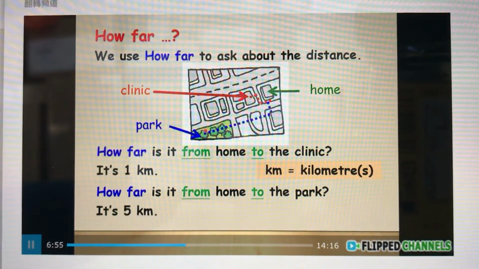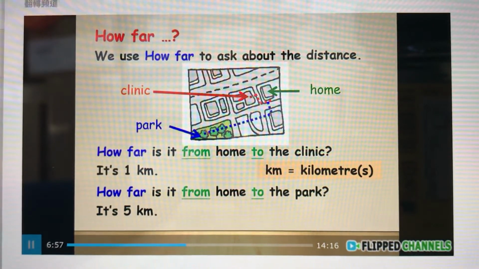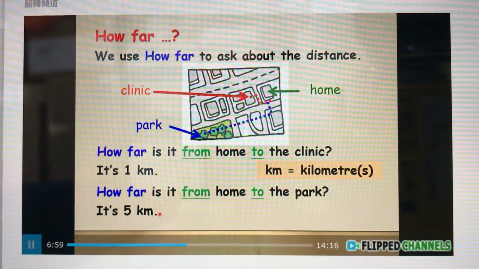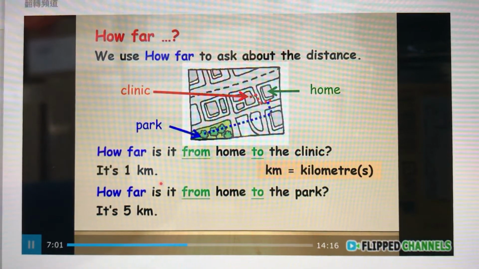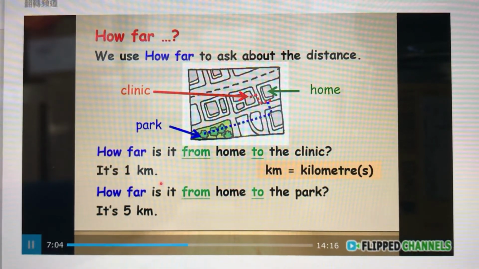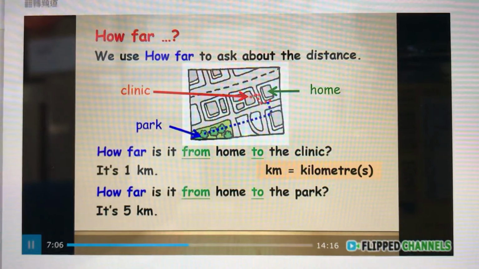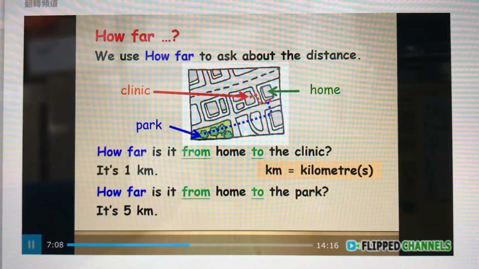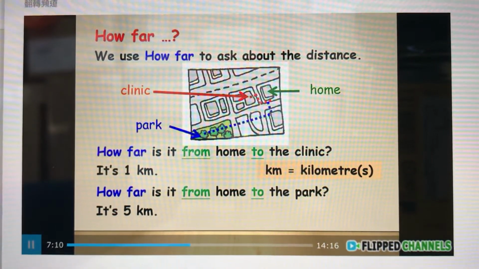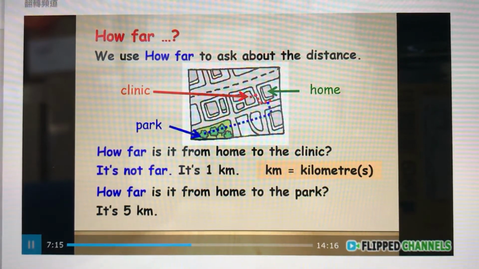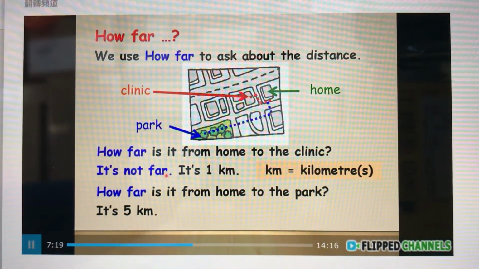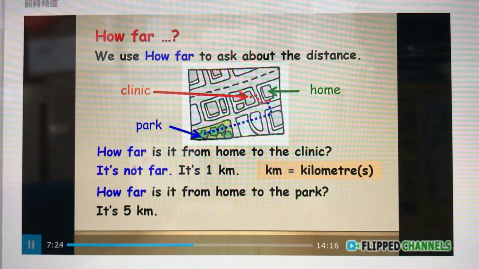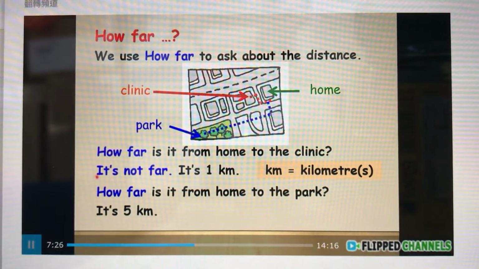How far is it? It's 5 kilometers. So you can see the red dotted line is shorter. So we can give some explanation for our answer. We can add it's not far. It's not far. It's 1 kilometer. So the complete answer is it's not far.